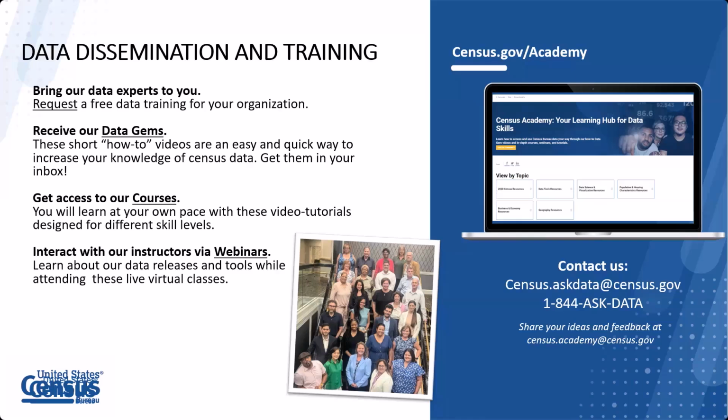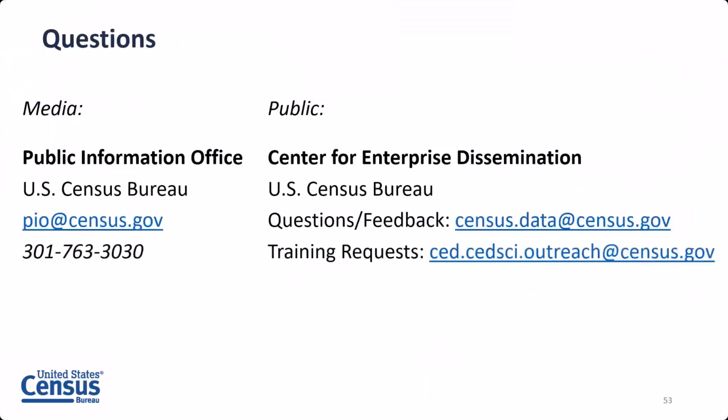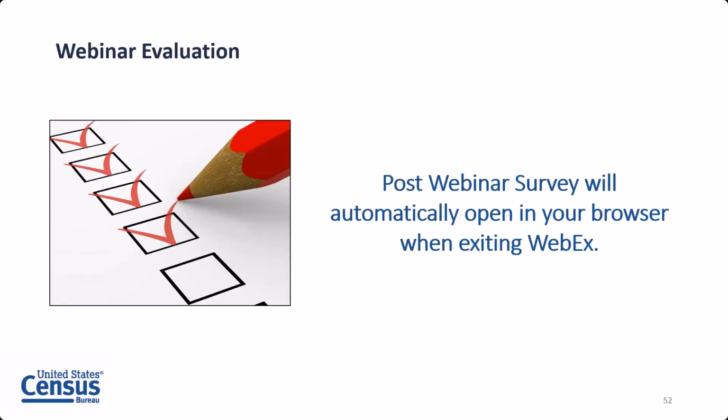If you would like to get in contact with them, their email address is census.askdata@census.gov, or you can give them a call at 1-844-ASK-DATA. And I'm just going to leave that webinar slide up now, and then we can start taking some questions.